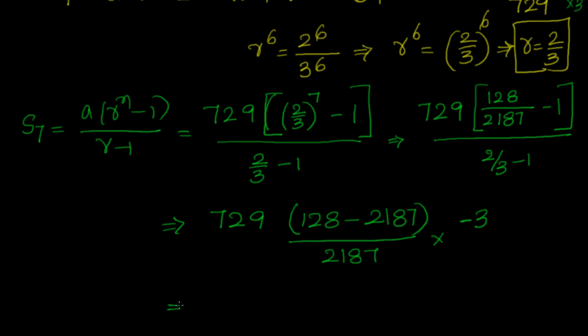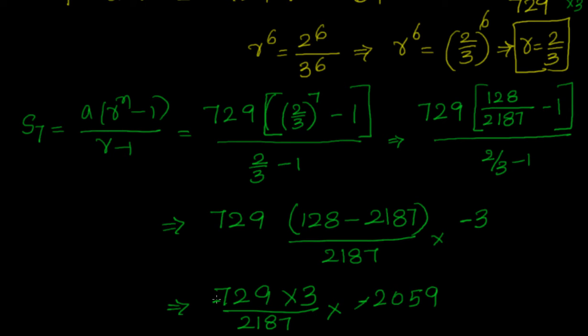Now this is equal to 729 into 3 by 2187 into minus, 2187 minus 128 is 2059. Negative negative will become positive. This whole thing will cancel. 729 into 3 is 2187. So that will give you your answer equal to 2059.